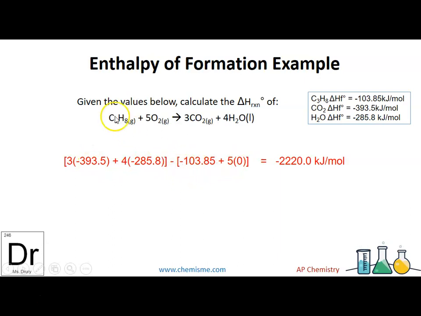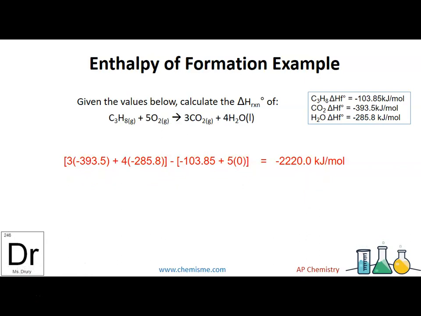So the reactants were C3H8. There's only one of them at negative 103.85. And notice it's on the table. You should know that there are 5 oxygens, each are 0. So I just showed it here for effect. But honestly, you don't have to write 5 zeros. When I put this in my calculator, I got negative 2,220 kilojoules per mole.